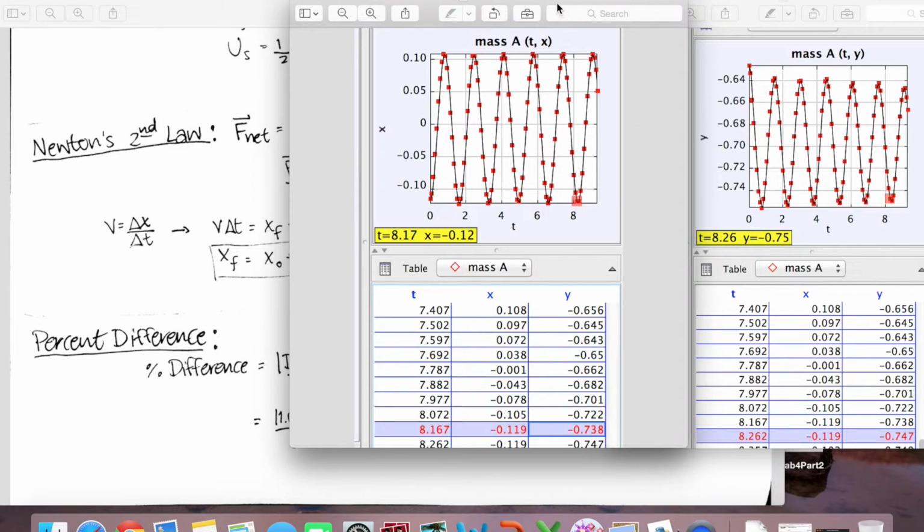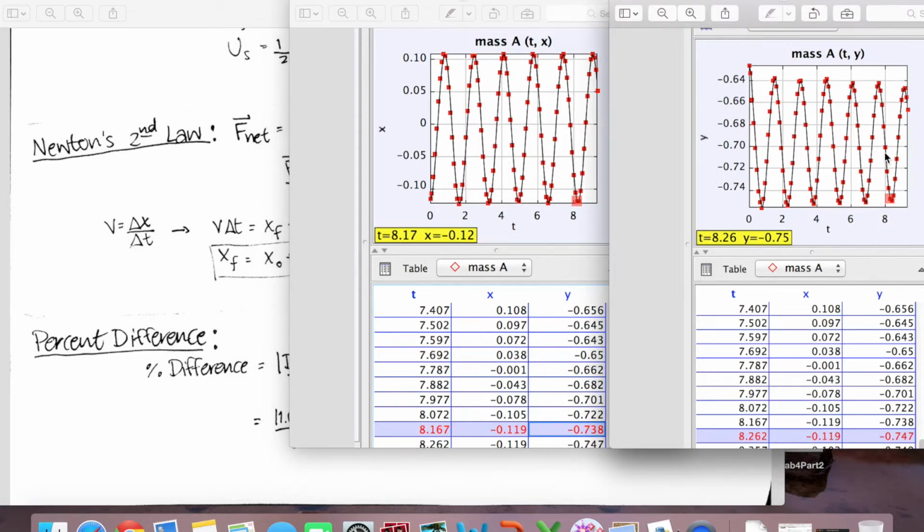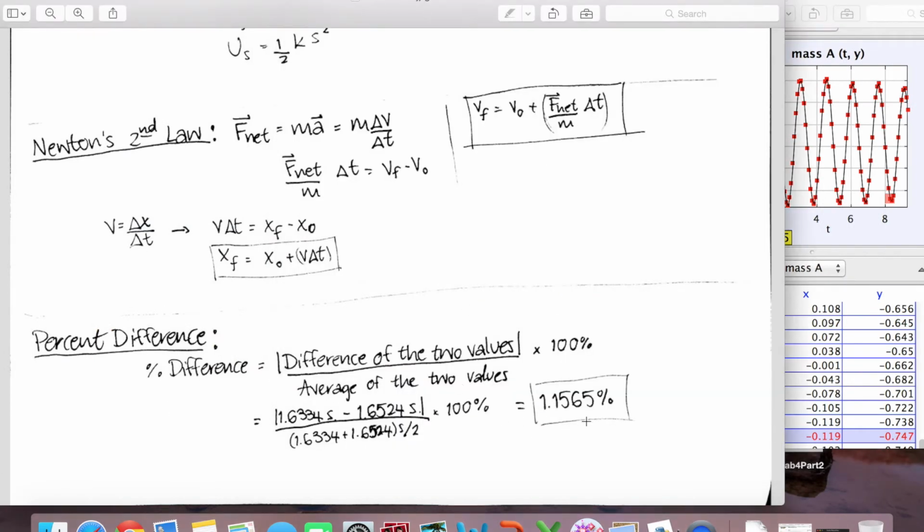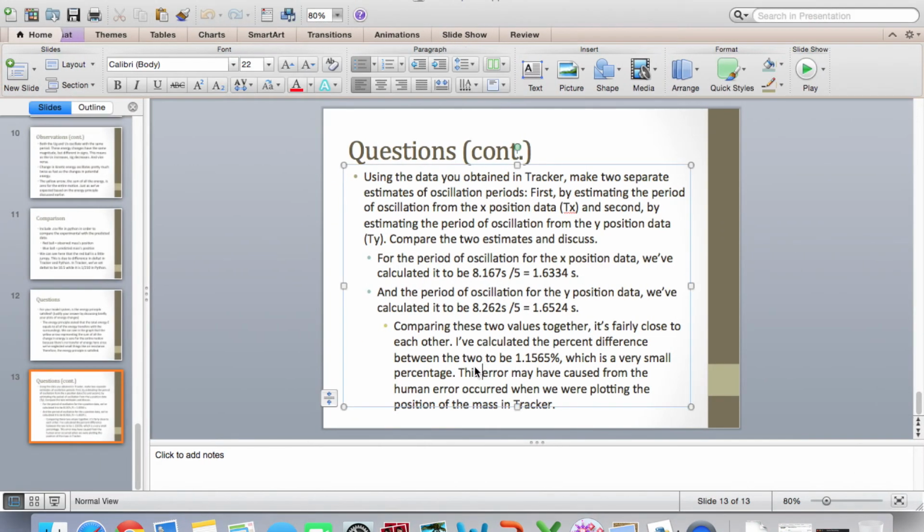For question number 2, the period of oscillation for the X position that we collected from Tracker is 1.6334 seconds, and for the Y position from here it is 1.6524 seconds. We compare these two values, and the difference between them is 1.1565%. That means these two values are fairly close to each other, and it's a very small percentage of difference. This could be caused by human error.